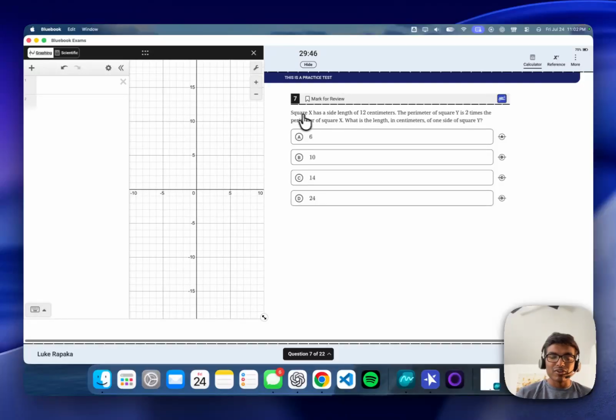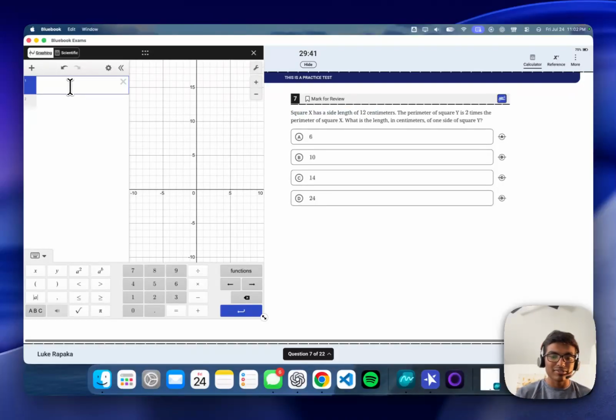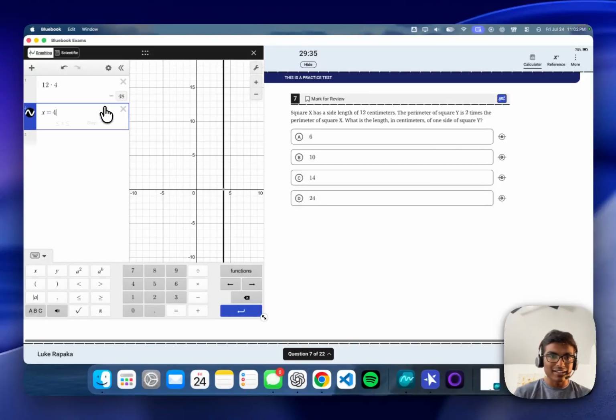Okay. So first, let's find the perimeter of square X. Squares have all the same four sides, right? So we can just do 12 times 4. We get 48. So that's our perimeter for X. We can write that out: X equals 48, right?